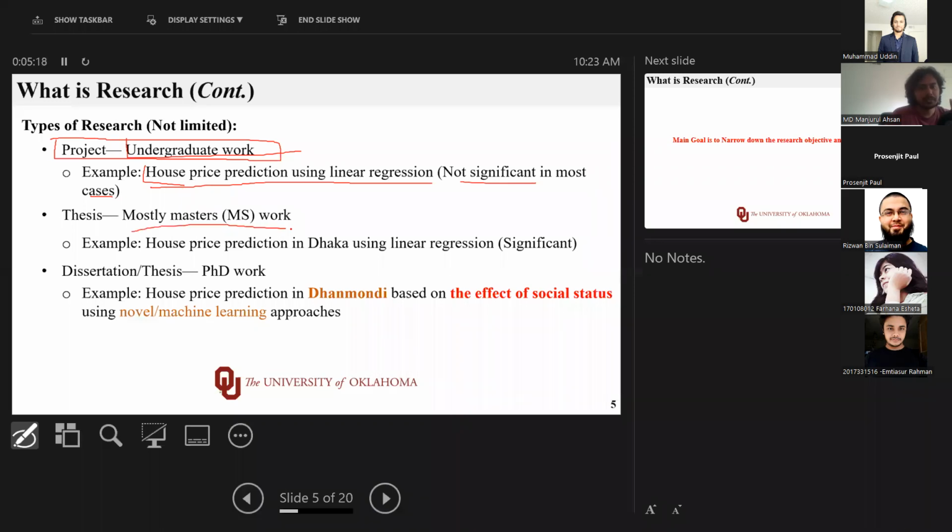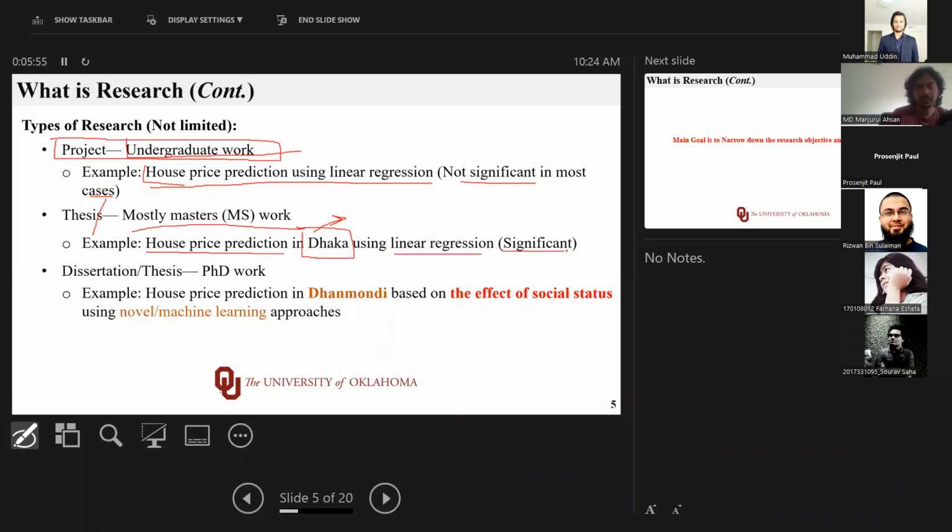Thesis, mostly in master's work, should be a little bit more specific. How? Like this time you're also doing house price prediction, but in Dhaka. So now your problem is specific, a little bit limited, using linear regression. So we can call it a thesis. And still it could even be a project. It depends how your supervisor, your department, or your particular institute actually defines your requirements.